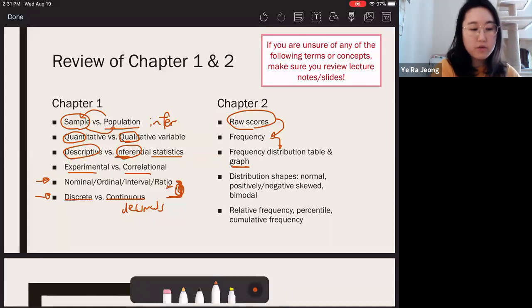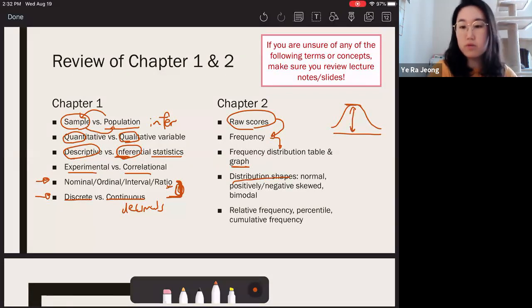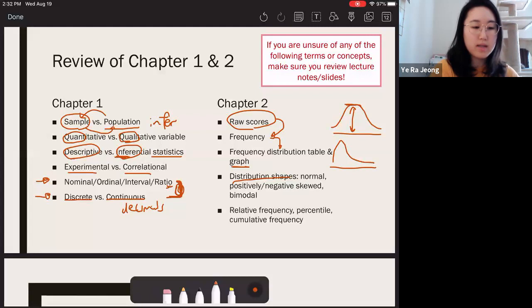Once you have a graph, you can determine the distribution, the shape of the frequency. If it's normal, you see one peak in the center, and that's the highest point. By highest point, we mean the highest frequency, occurring most frequently. Positively skewed has the peak tilted towards the left, negatively skewed is on the other side, and bimodal has two humps like this.